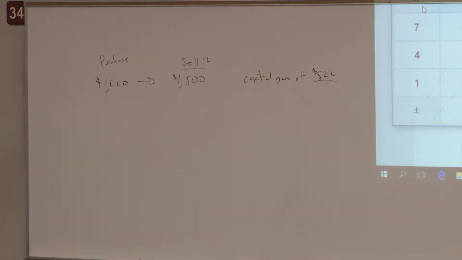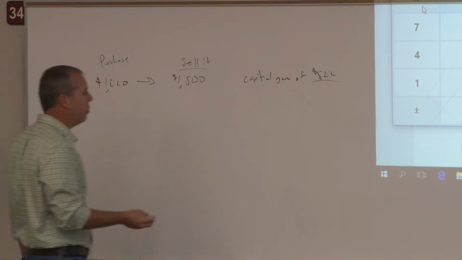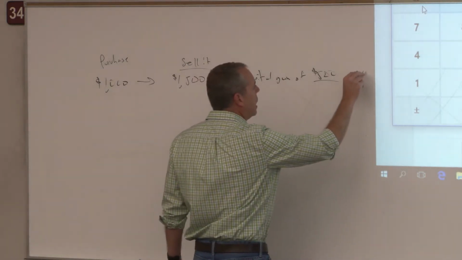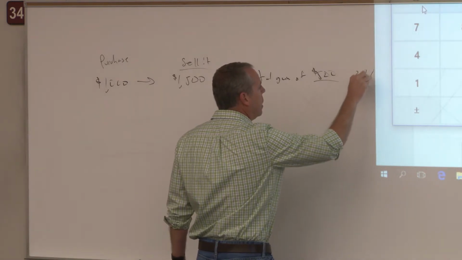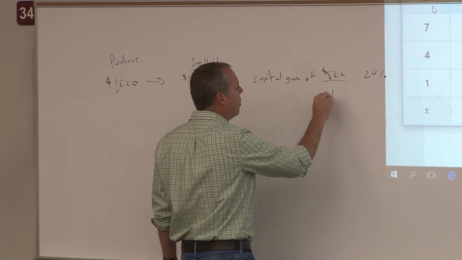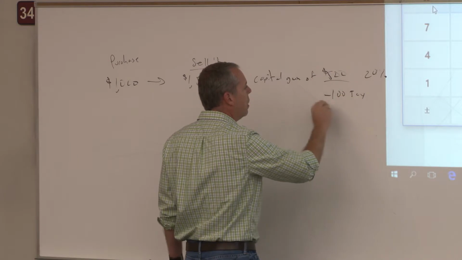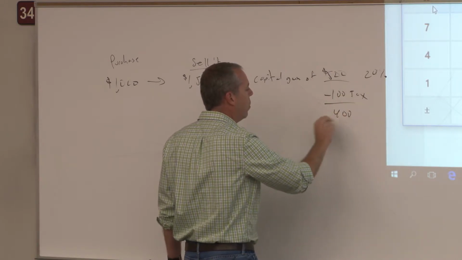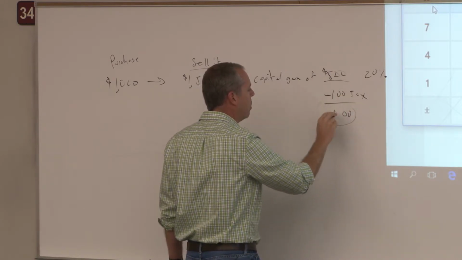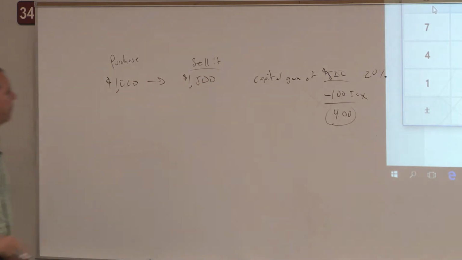So let's just make it nice and simple. Let's assume the tax is 20%. So you're going to pay a tax of $100. You have this $400 that you actually returned. Okay.